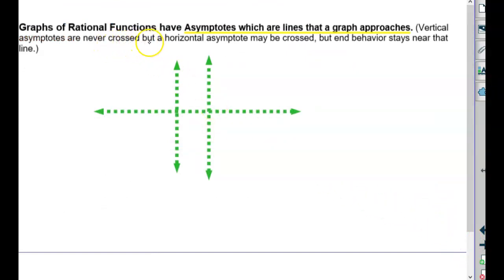Graphs of rational functions. I think this might be the top of your notes. Have asymptotes, which are lines that a graph approaches. Vertical asymptotes are never crossed, but a horizontal may be crossed, but end behavior stays near that horizontal asymptote. Okay. Now, if you have two vertical asymptotes, eventually, it means the graph has 3 distinct parts. There's something over here, something in here, and something over here. I say that because it's very easy on your graphing calculator to miss parts of it, okay? We know our graph only shows usually like negative 10 to 10, right? So we got to be careful to look for other pieces sometimes.